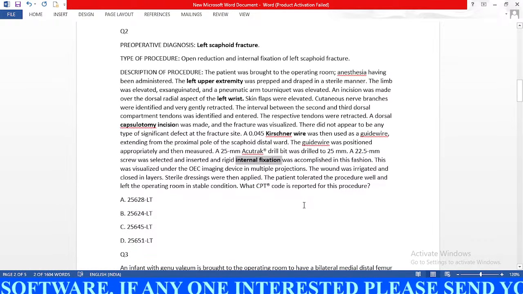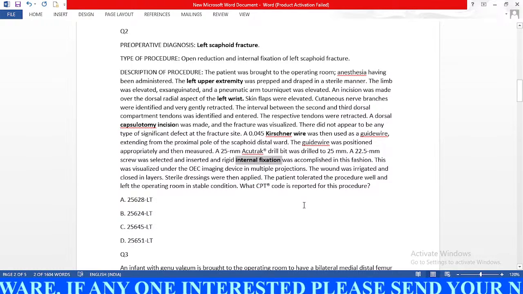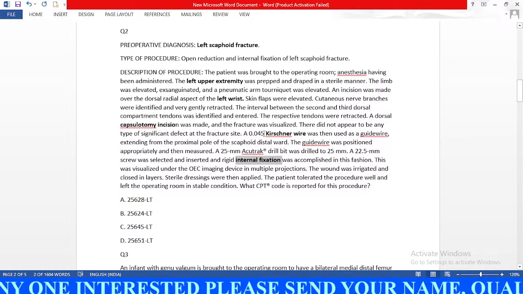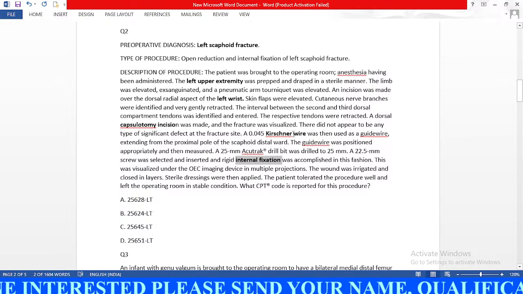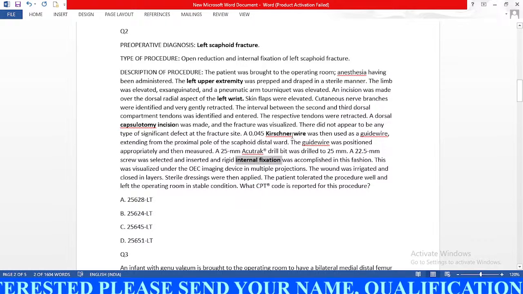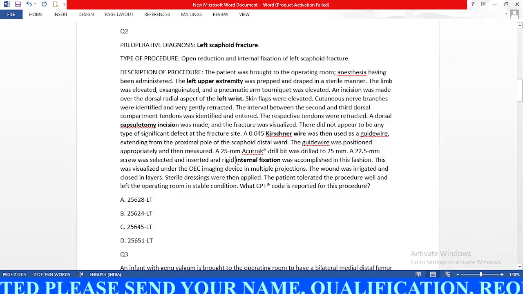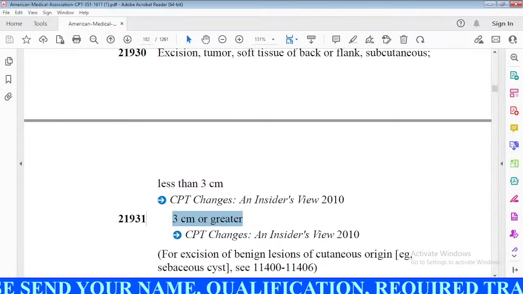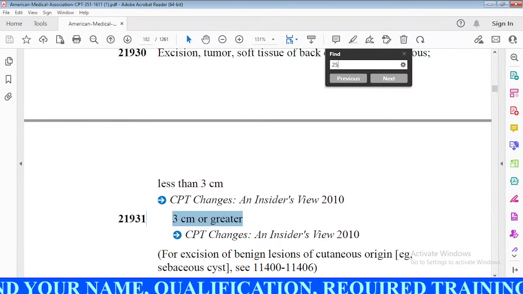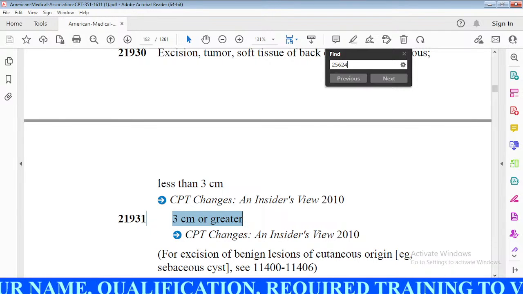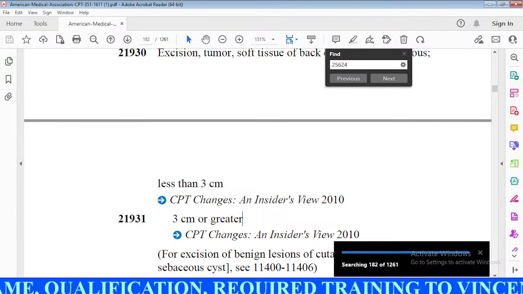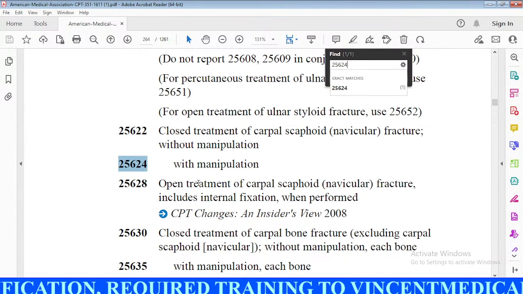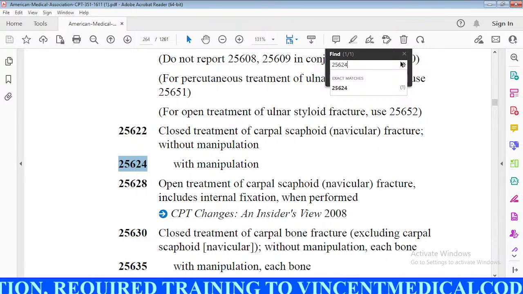So we will check. So here based on these keywords, our laterality is left upper extremity. So here the physician has used wire in order to fix the fracture. So here the physician has performed internal fixation. So we will check 25624. Yeah, this is 25624, closure treatment.